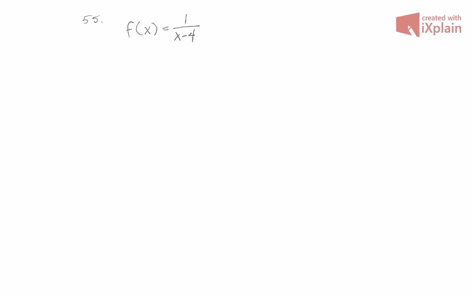Okay, so what you want to recall is that the domain pertains to your x values. And what you want to note here is that this particular function is a rational expression. In other words, it's written as a fraction. So you have a clearly defined numerator, which is the 1, and a clearly defined denominator, which is that x minus 4.